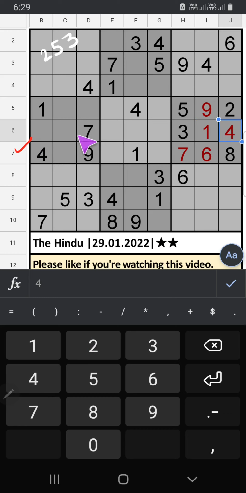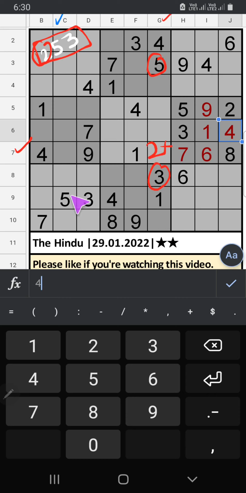Seventh row, 3 numbers are remaining, 2, 5, 3. Column G we have 3 and 5. So 3 and 5 can't come in this cell. It will come in one of the cells. Then only one number is remaining, 2. 2 is confirmed here.